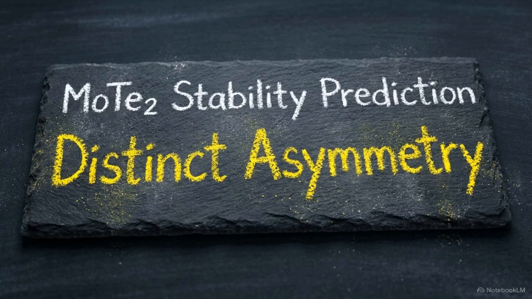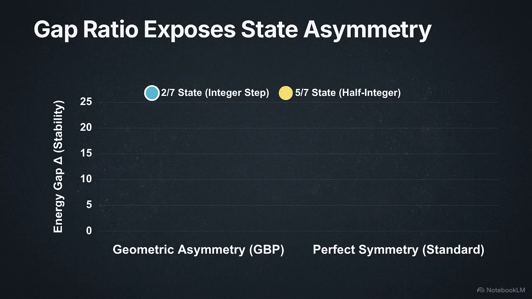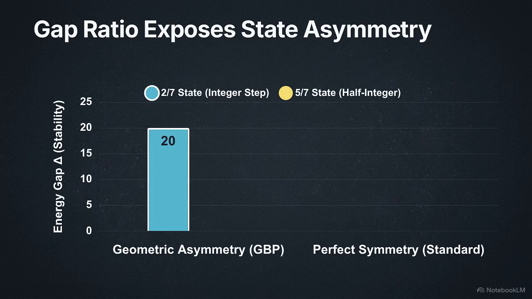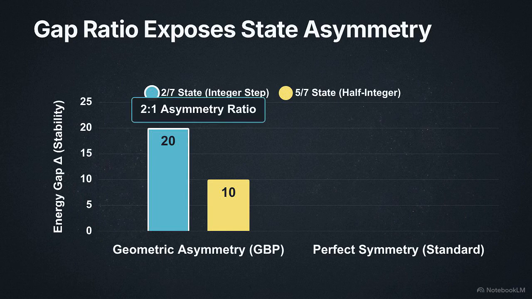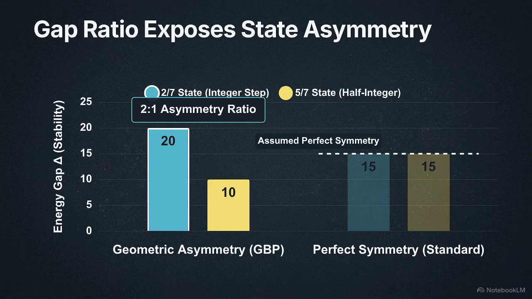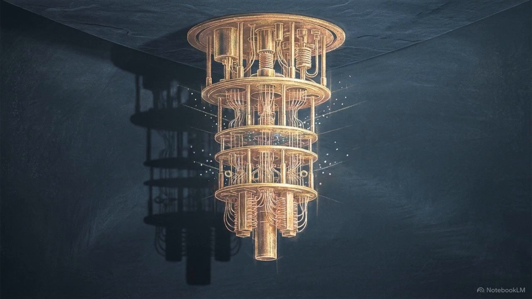This framework offers a specific testable prediction. Because the 2/7 state comes from an integer step of the Noether charge, and 5/7 comes from a half-integer step, the geometry demands a measurable difference in stability between them. There must be a distinct particle-hole asymmetry, meaning the gap ratio between those two states will be unequal. The standard composite fermion picture assumes all of these states are dynamically equivalent, predicting perfect symmetry between them. A precision transport measurement of that gap ratio will prove which model reflects reality.